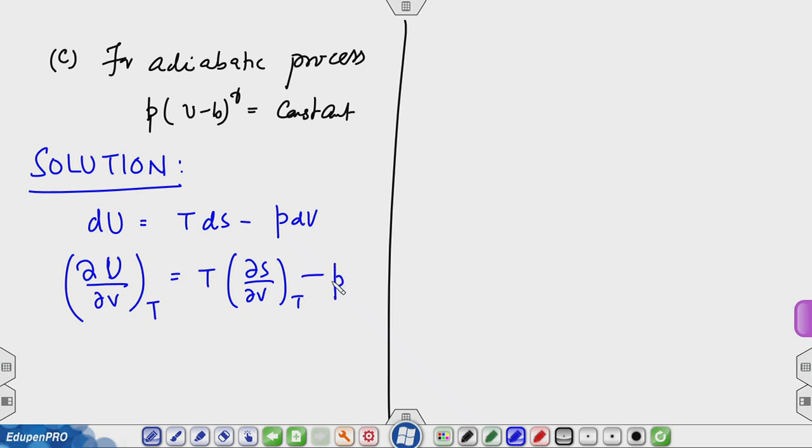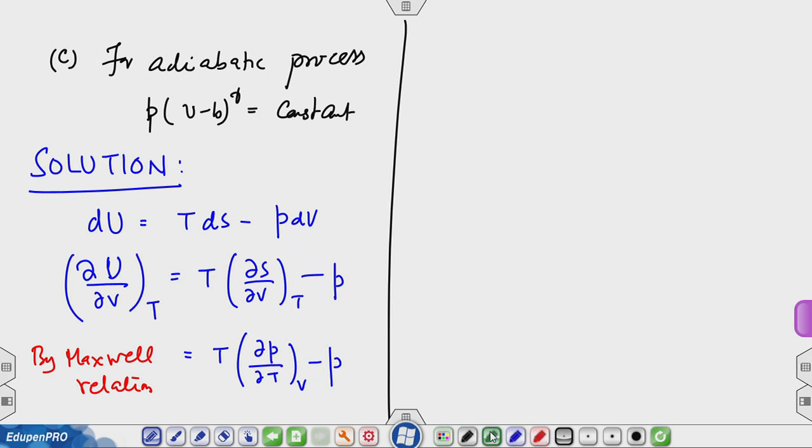And partial S partial V, by one of the Maxwell relations, comes out to be T partial P by partial T at constant volume minus P.